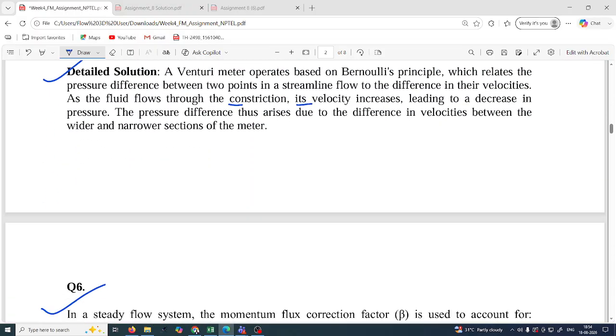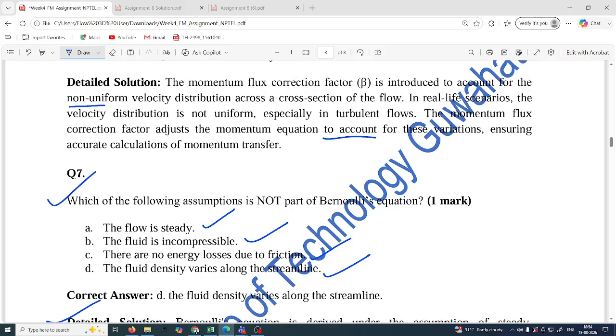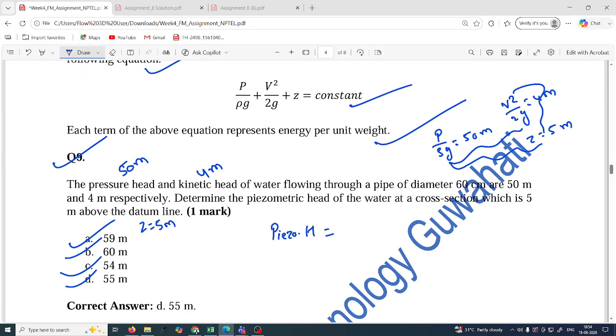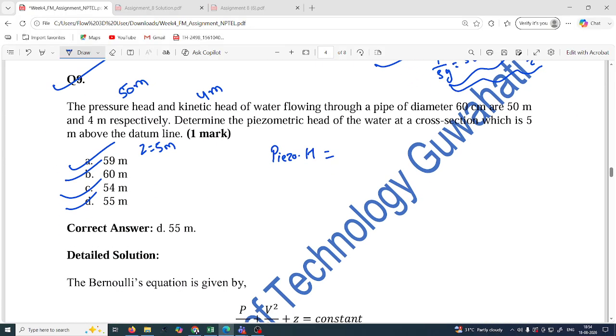Let me just show you what the question was. Question number 9, I think. Yes. So the piezometric head is your P by rho g plus your datum head. So P by rho g is 50 plus datum head is 5, so finally you will get 55. This will be your correct answer. So 55 is the correct answer.